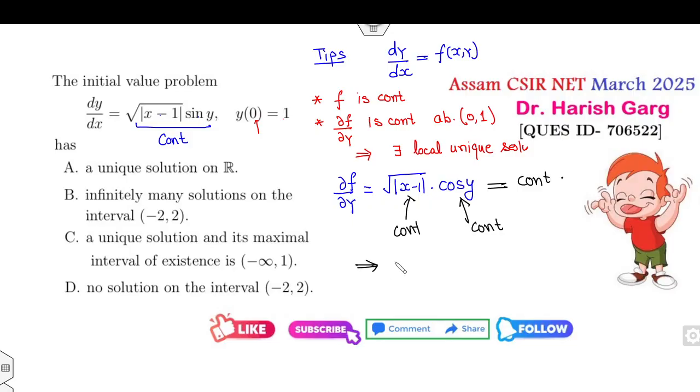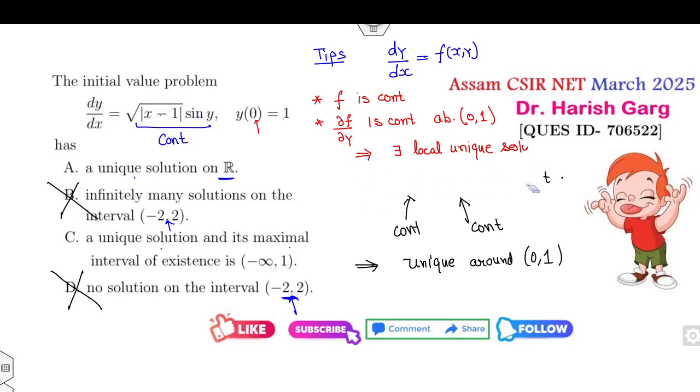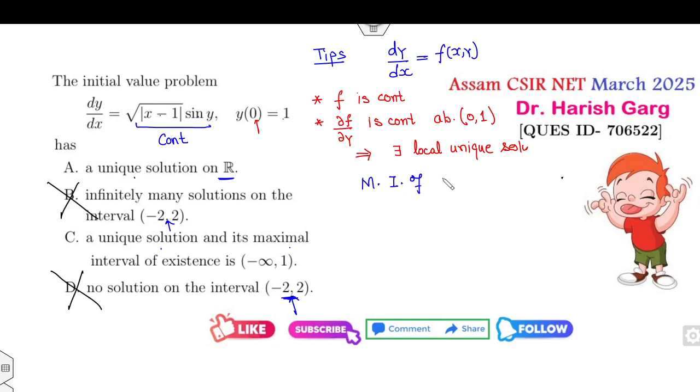So that means there exists a unique solution around 0 comma 1. The second option, infinitely many solutions, and no solution, is canceled around 0 because 0 belongs to this interval. Fine. Now, is the unique solution on the complete R, or on the maximum interval of existence? How can you find the maximum interval of existence? Again, very simple.